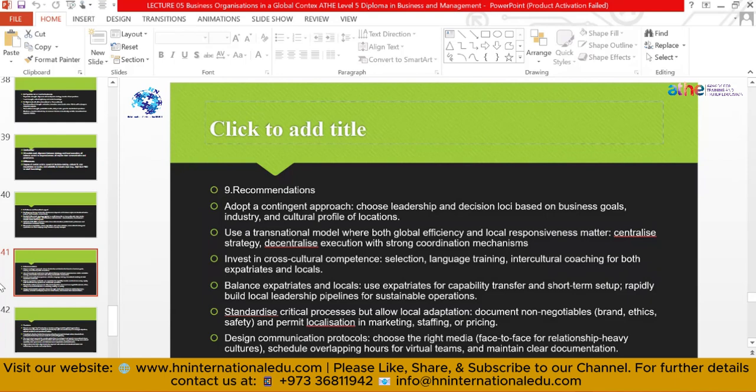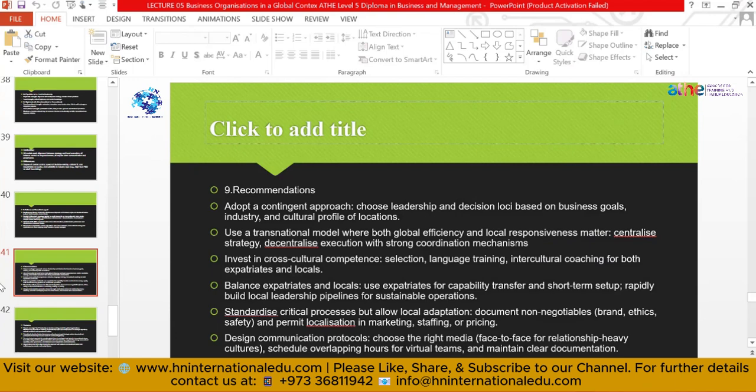Use expatriates for capability transfer and short-term setup. That is, if they are capable enough and you see the spark, then go ahead and transfer them. Rapidly build local leadership pipelines for sustainable operation. Even organizations which are not multinational, but have a good repute in a country, promote you with a good designation every month and every year if you work really hard. You can get a free house, a free car, like that.